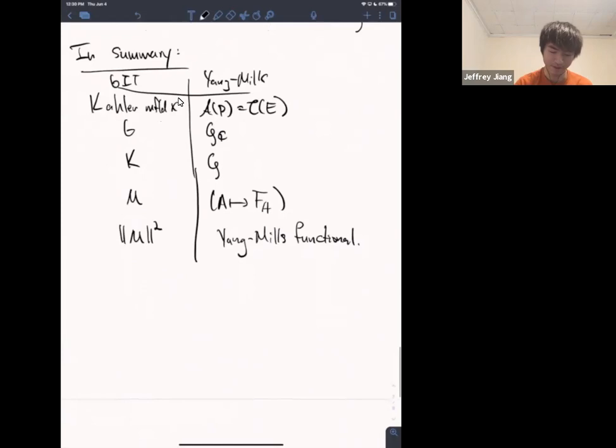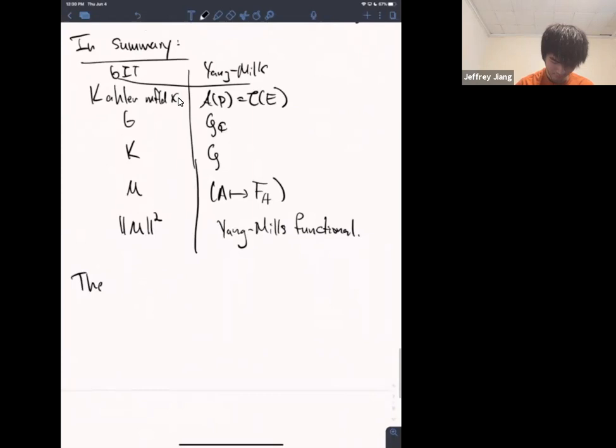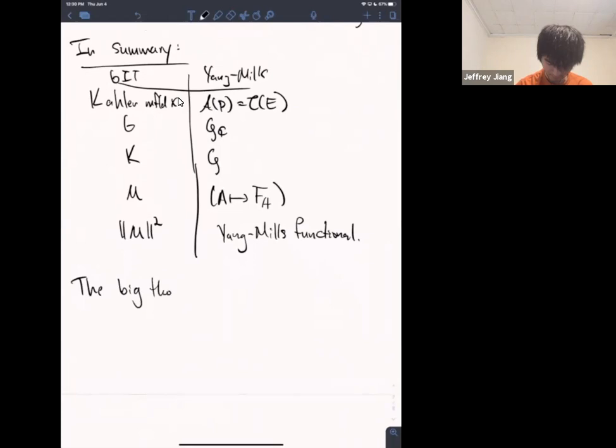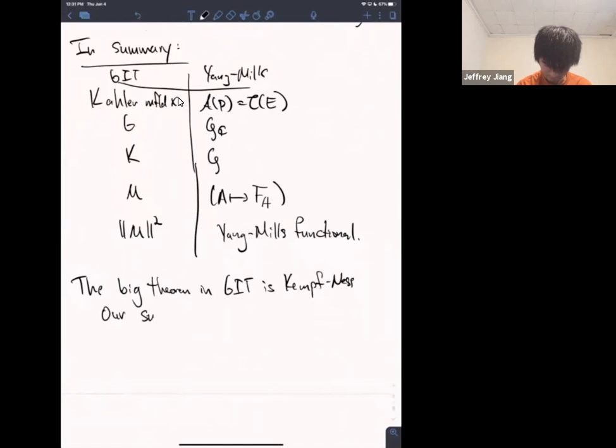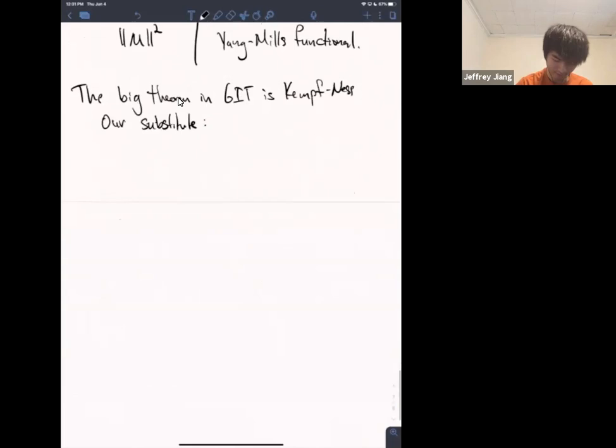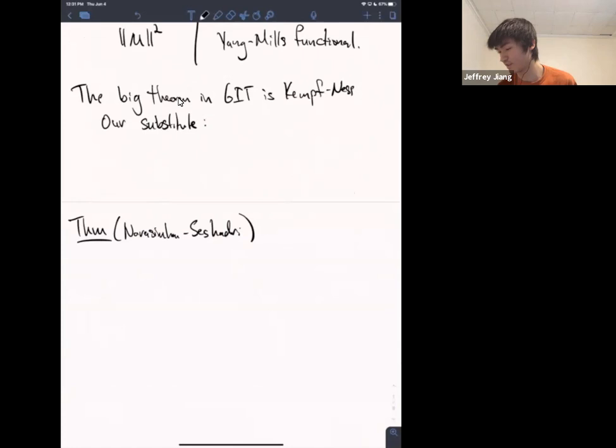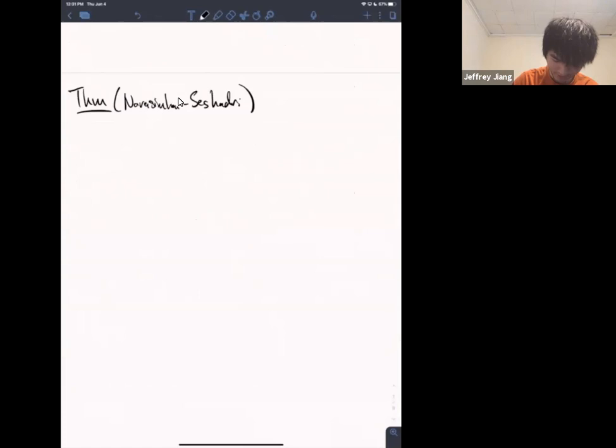Okay, so the big theorem in GIT is Kempf-Ness. Our substitute is the following theorem. This is by Narasimhan and Seshadri. Okay, so actually it's a little difficult to state precisely in the way that I want, so this might be a bit confusing. So let A_S(P) be a subset of the space of connections.